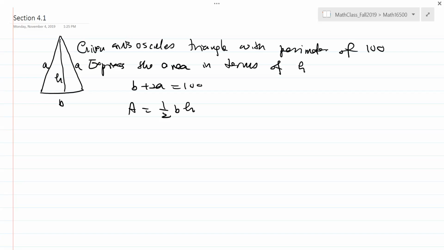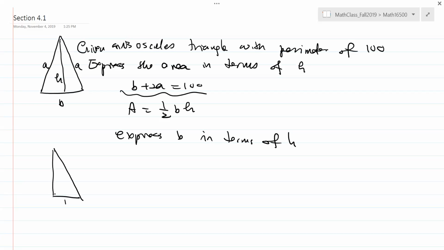So we just need to express b in terms of h. Then you're done, right? The question is, how do you do that? Well, you haven't used this formula yet. So you look at the triangle. Half of b is here, and h is here. I have to express a in terms of b. So a is going to be 50 minus half of b. So if you are able to express half of b in terms of h, then you're done.